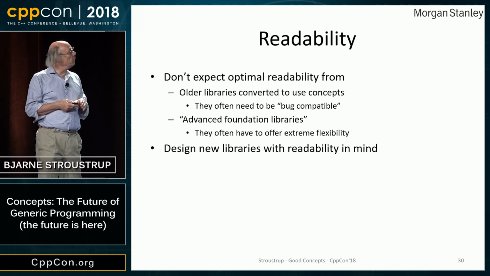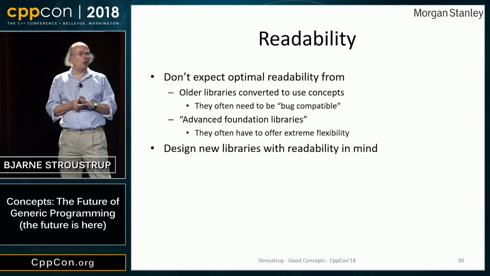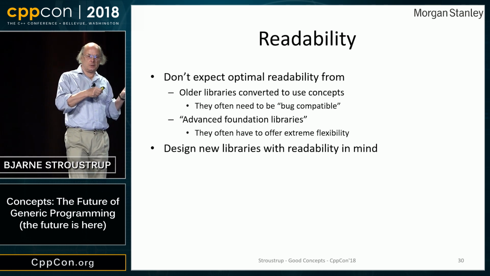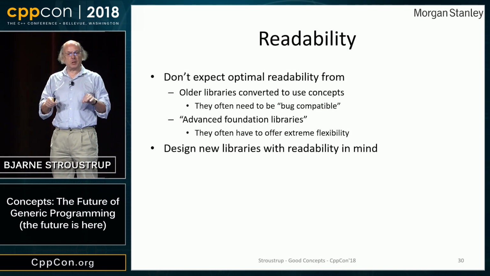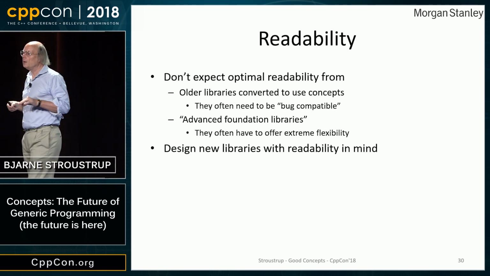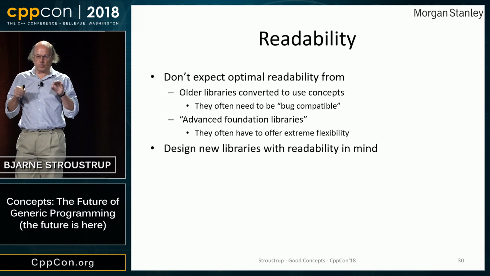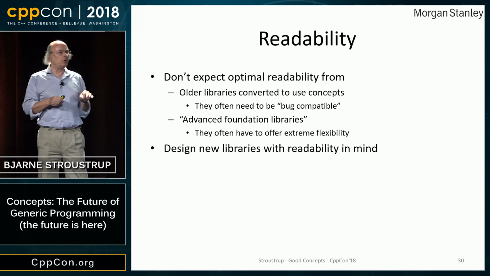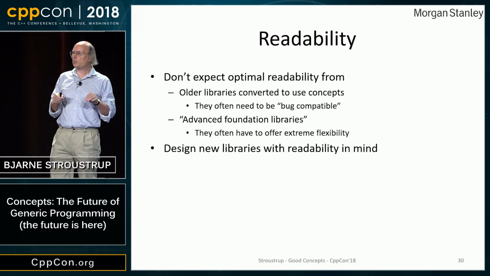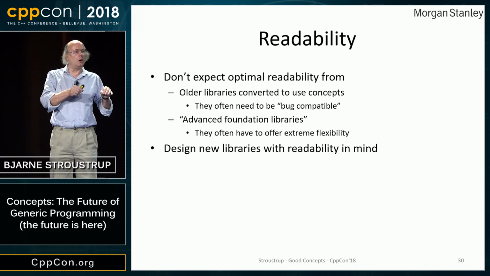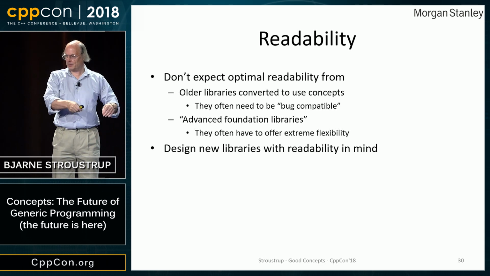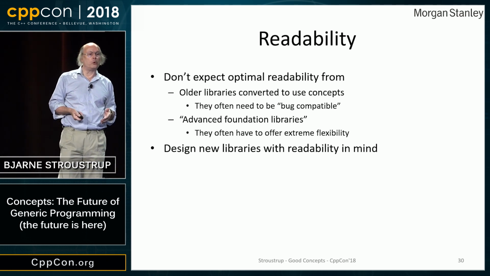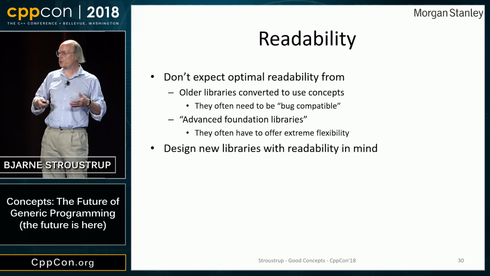And by the way, don't expect optimal readability from older code that has been bug-compatibly moved forward to use concepts. And don't expect the most readability to come from the deep foundation libraries that have to have the ultimate flexibility. I've observed that the most benefits for readability actually come from relatively simple and relatively new libraries written by people who understand concepts, as opposed to people who understood the old techniques very well and replicate them using concepts. So we still have a way to go to overcome the old ways of thinking that leave the complexity in place, expressed with the new facilities.